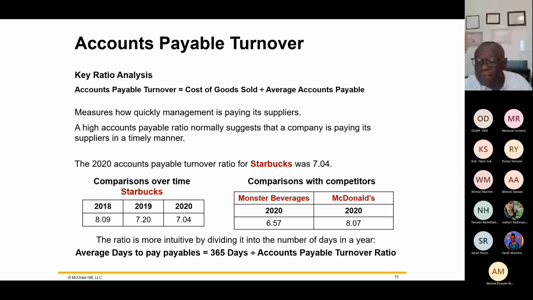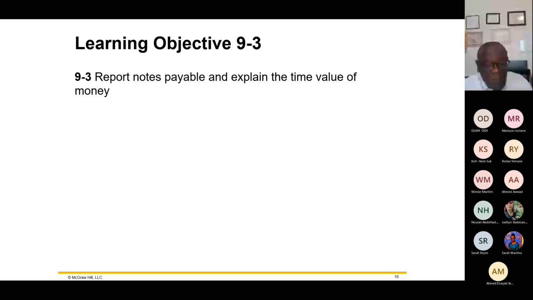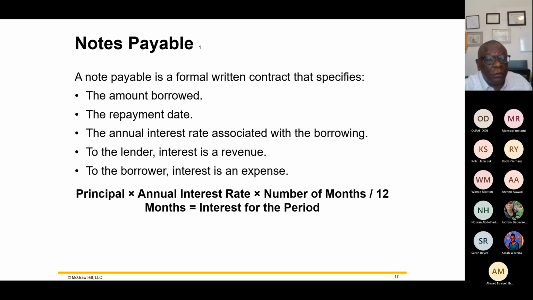Let's see if we get something else. Is there any question on this chapter that I need to talk about that we did not talk about?